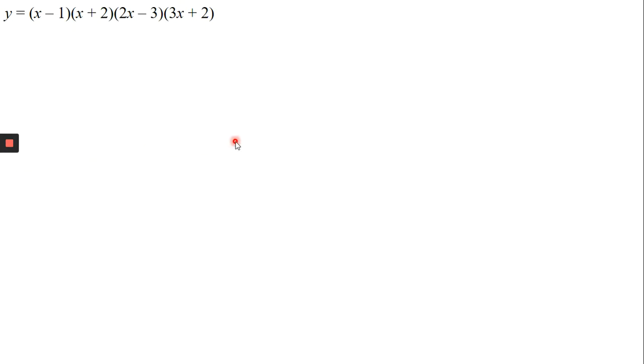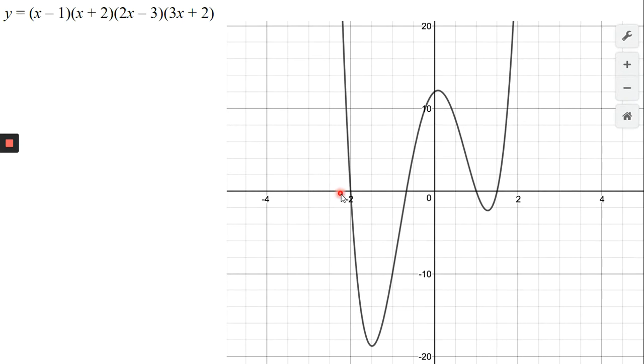Okay, so let's have a look, see what this one looks like. So it crosses at minus 2 from that one. Crosses there at about 3/2. Sorry, that one there's 2/3, isn't it? So this one here is 2/3. This one here is 1.5, 3/2. And that one there's at 1. So in that one there, that's the 1.5 one.